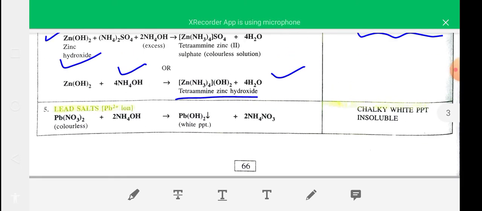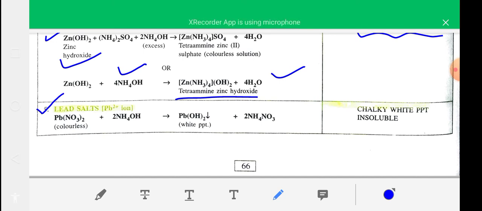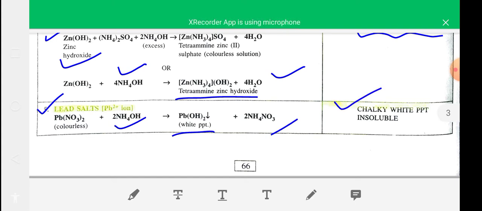And the last salt is lead salt, like lead nitrate. When treated with ammonium hydroxide, it forms a white precipitate and ammonium nitrate, and this is a chalky white precipitate of lead hydroxide, which is insoluble in excess ammonium hydroxide. All these reactions with observations you have to remember.